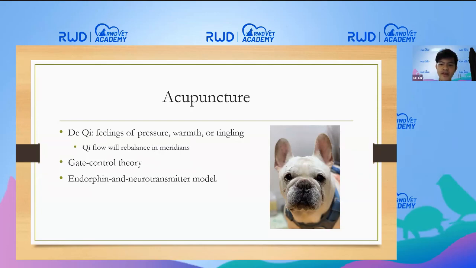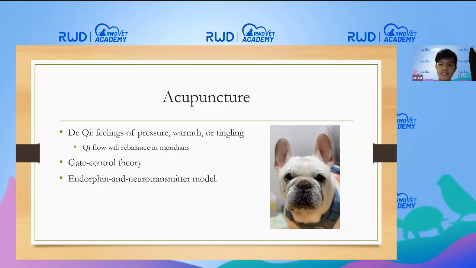Traditional Chinese veterinary medicine explains acupuncture as a technique for balancing the flow of qi, which is believed to flow through meridians. By inserting needles into specific points along these meridians, qi and energy flow will rebalance.